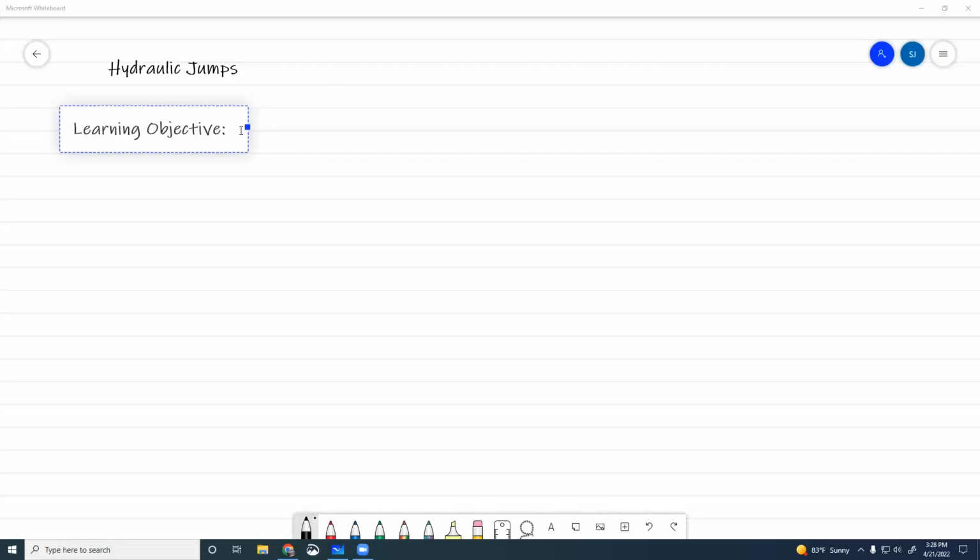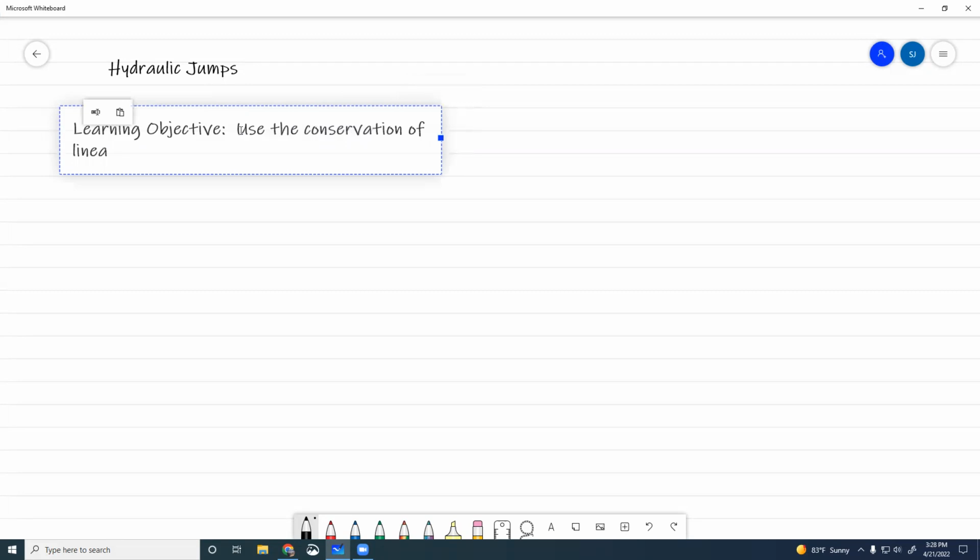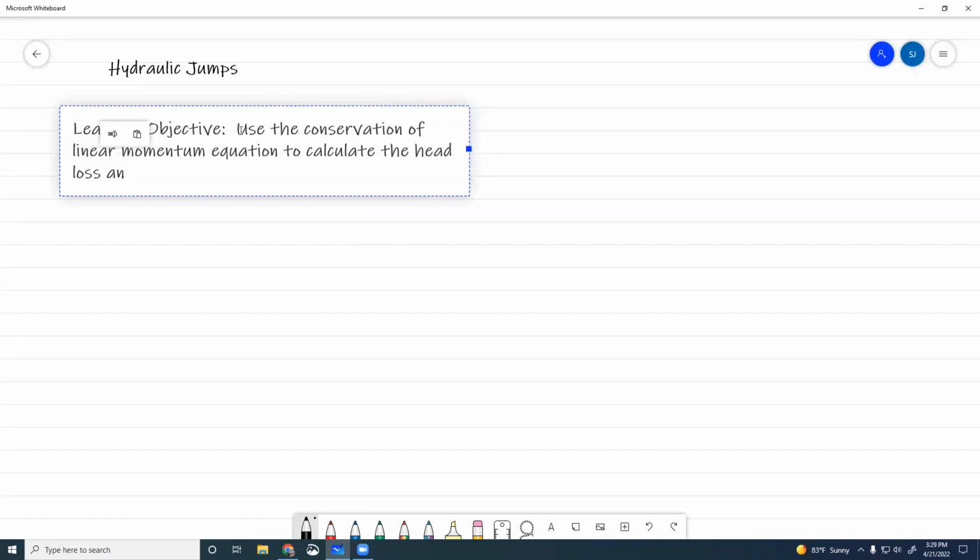Today we're going to talk about hydraulic jumps and how we can estimate what the flow depth downstream of a hydraulic jump will be. And our learning objective for today is to use the conservation of linear momentum equation to calculate the head loss and sequent depth. So sequent depth is the depth downstream of a hydraulic jump, across a hydraulic jump.